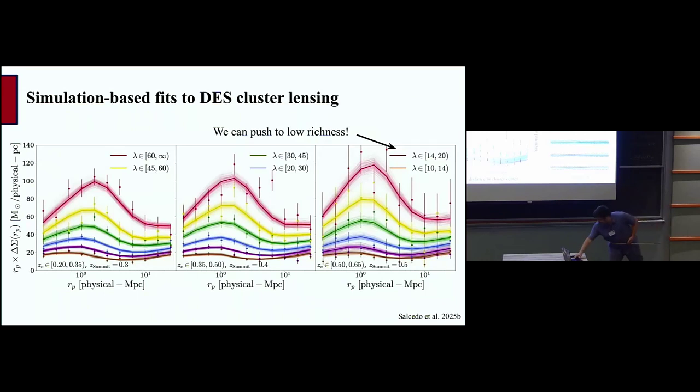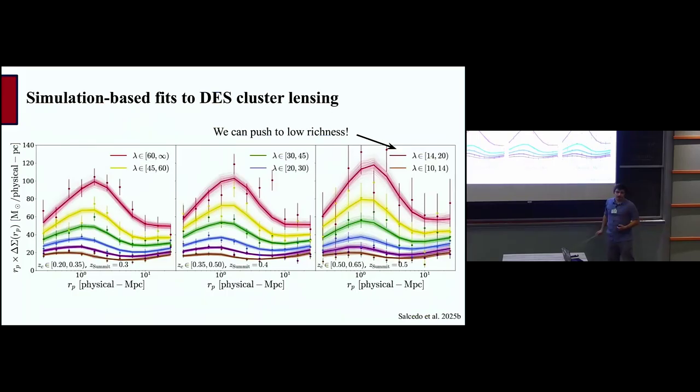Okay, and when you do this, you can fit to the lensing profiles in DES Year 1. So that's what I'm showing here. Each one of these panels is a redshift bin, with richness bins going from red, the highest richness, down to brown, which is the lowest richness. There are two things I want to point out. The first is that we're pushing to quite low richness and we're still getting a good fit. And we also are capable of pushing to fairly small scales.